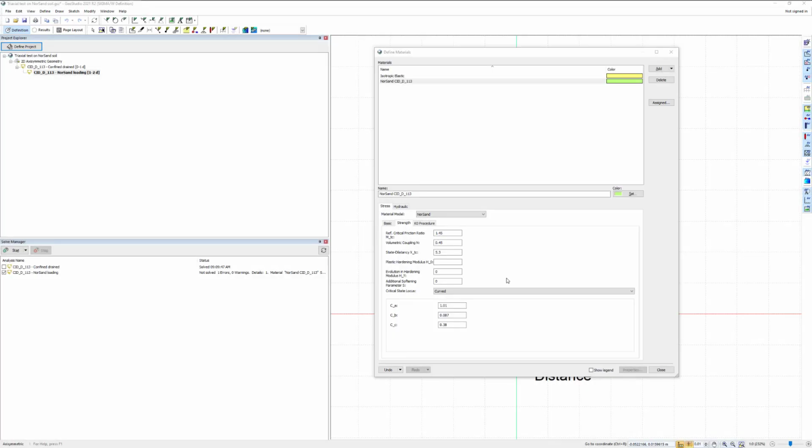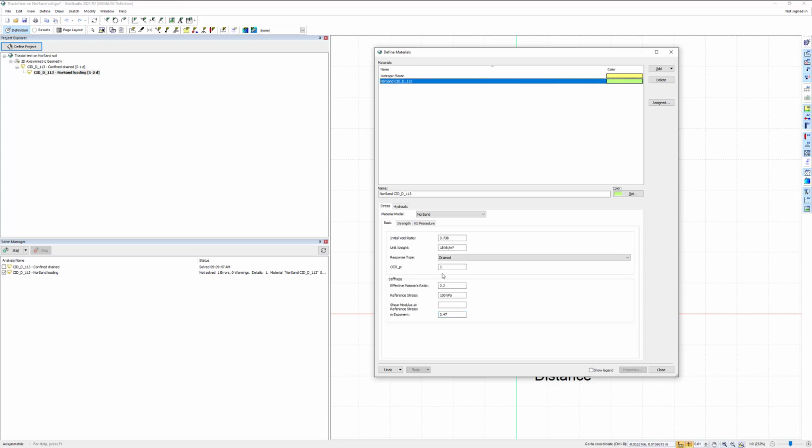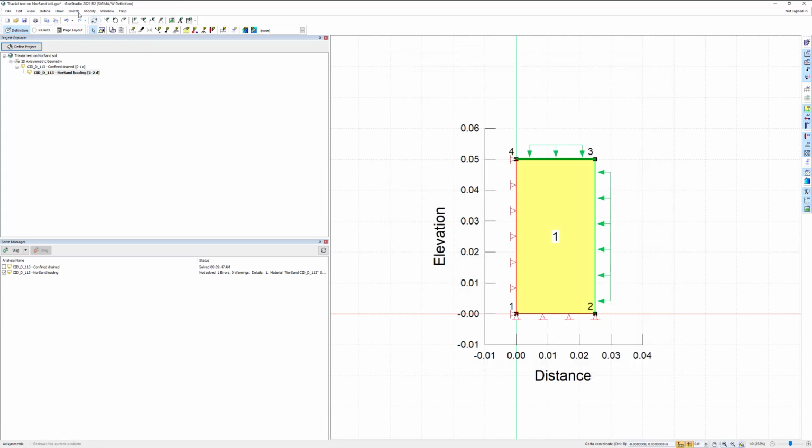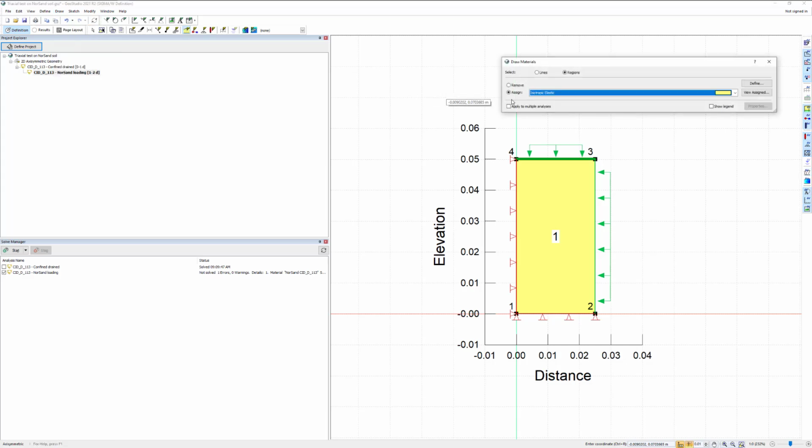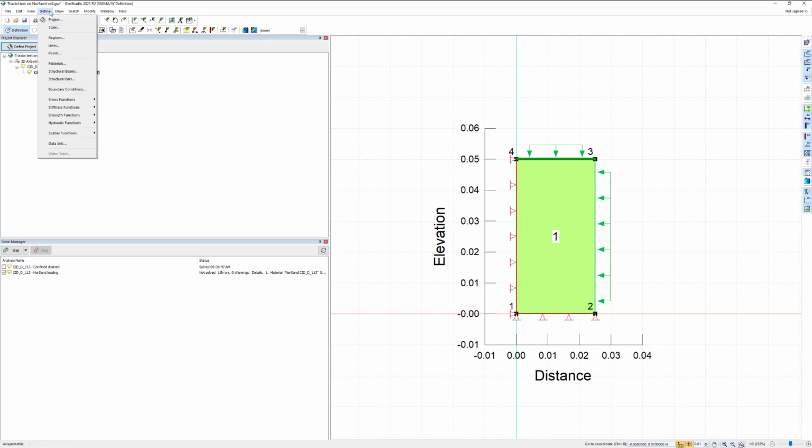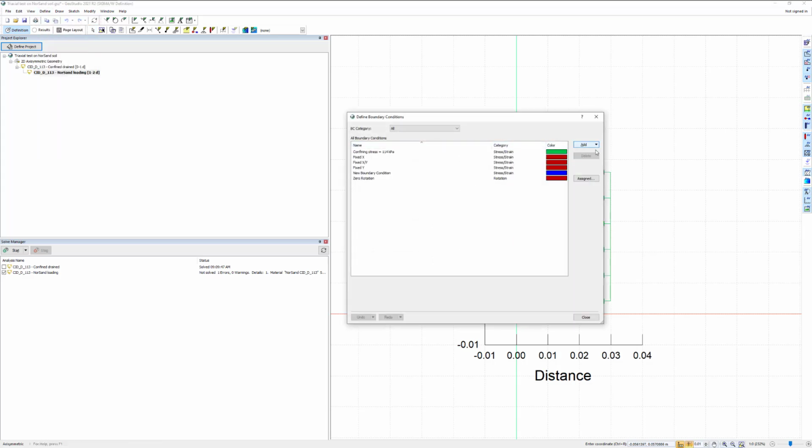Back to SIGMA W, we can now input the missing parameters we just discussed to complete our definition of the NorSand material. The last step remaining before solving this analysis is to create the boundary conditions needed to perform a triaxial compression test, meaning that the top part of the sample must be made to move downward.